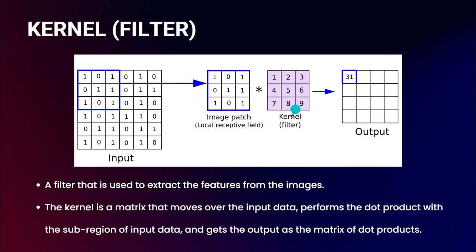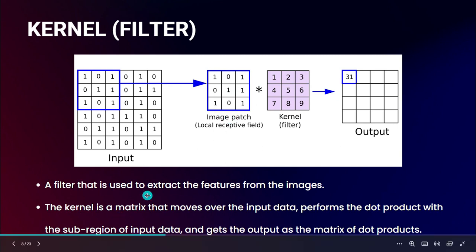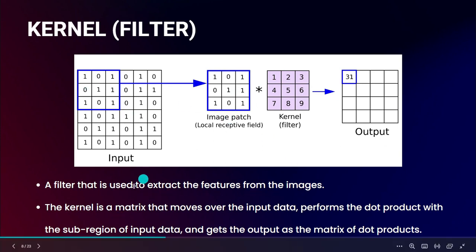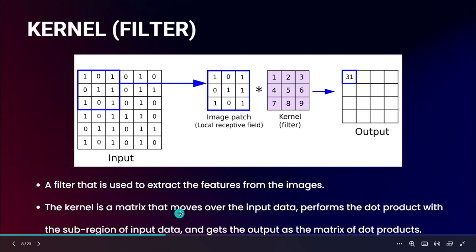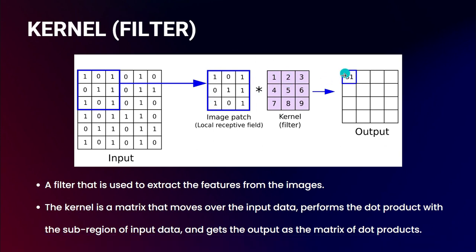And imagine this is the kernel. These numbers you are not going to fix. These numbers are updated via backpropagation by the CNN. So you don't need to worry about it. But a filter is passed. So what will this kernel do? This is the 3 cross 3, this is the 3 cross 3, it will do a dot operation. A filter is used to extract features from the image. So a kernel is a submatrix that moves over the input data and performs a dot product with the subregion of the input data and gets the output as a matrix of dot products. So here the dot product is done and the value is stored here.